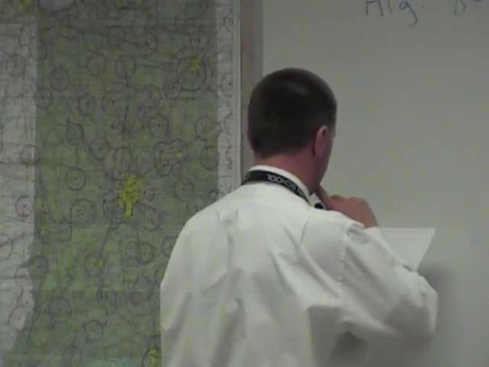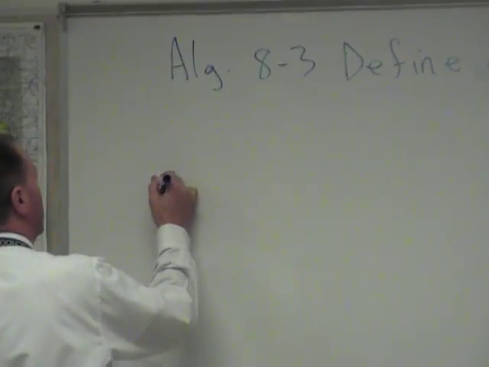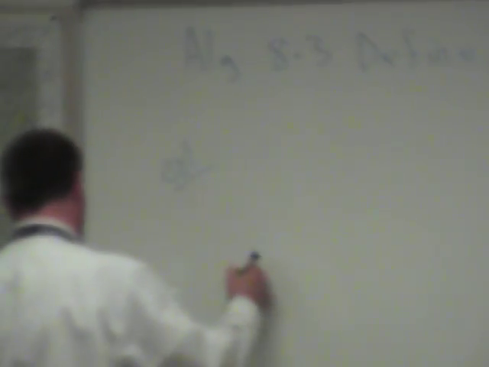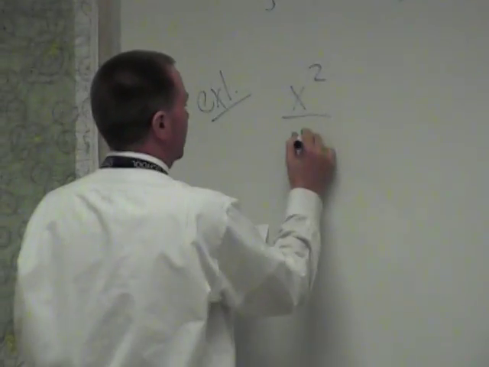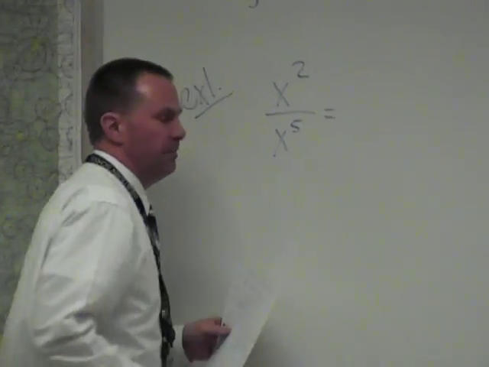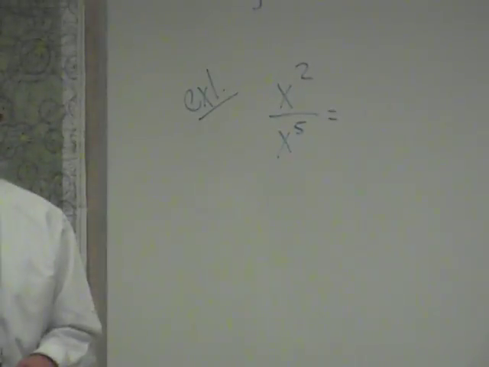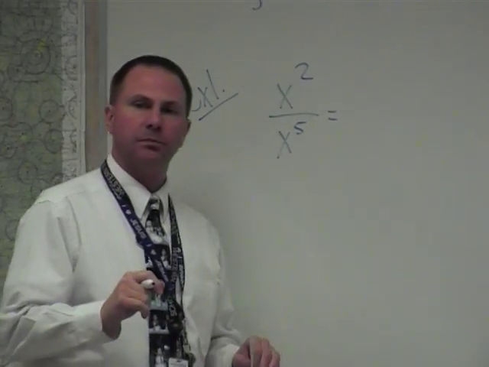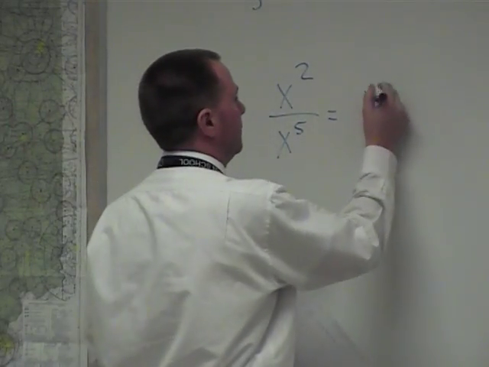We'll talk about negative exponents. I have this backwards on here. So, example 1. X squared over x to the 5th. This is a review from yesterday. Now, what were you taught yesterday? What's the answer here? X to the negative 3.